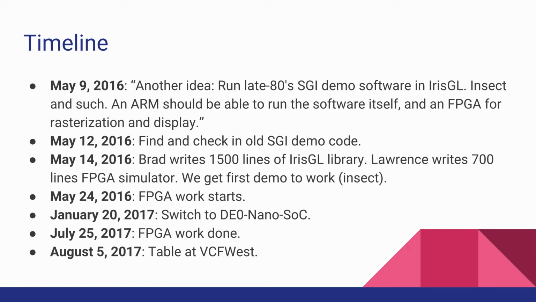Two days later, Brad writes the IRIS GL library. This is the library that the C programs expect to link to. So they're calling things like draw triangle and clear the screen and set this color. There's nothing out there which emulates this. This is not like OpenGL, which is used everywhere. Nobody knows about IRIS GL, so he had to write all this himself.